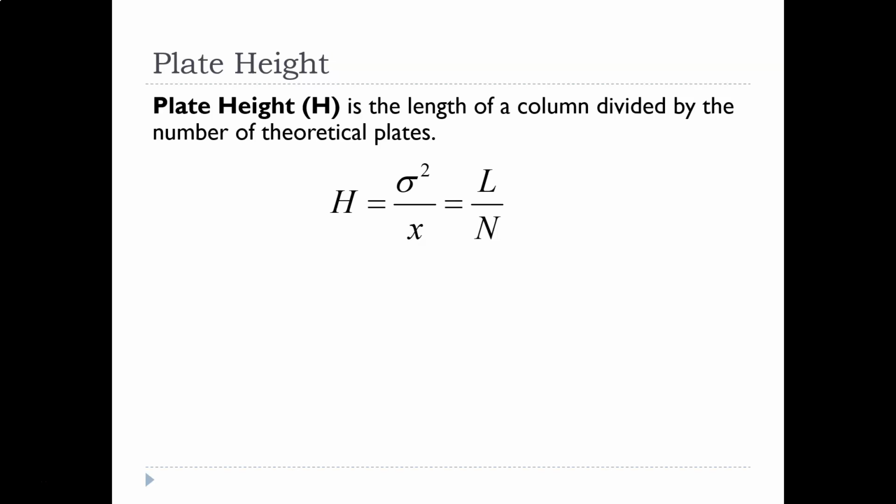So again, think of it like a burette. We could take a ruler and measure how long the burette was. So we could calculate the plate height by taking the length of the column divided by the number of theoretical plates. If it's 12 inches long and there are 8,000 plates, well, 12 inches divided by 8,000 tells me how many inches per plate. Okay, so that's what that second equation is.